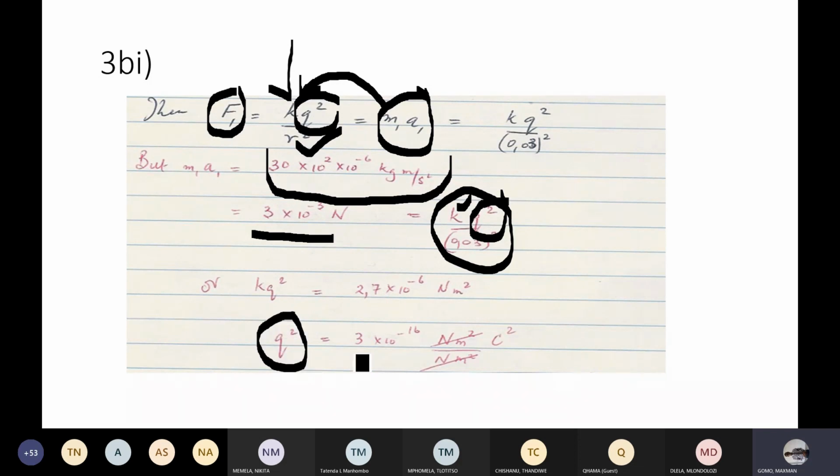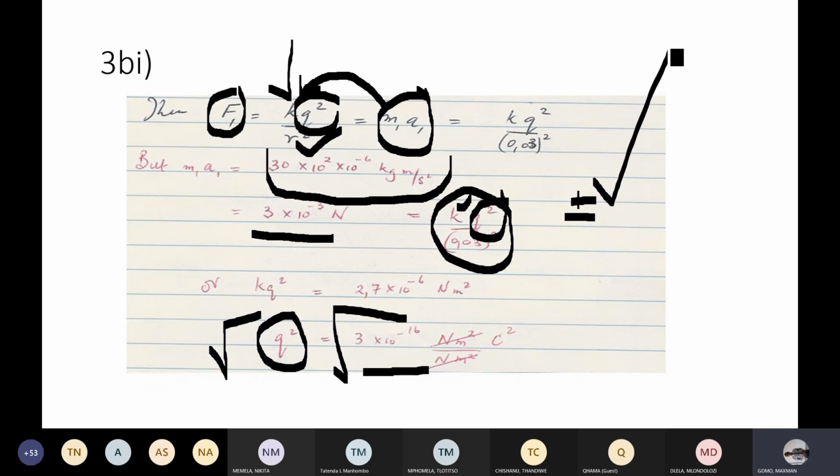So after making Q squared the subject of the formula, this is what you are going to get. But remember, we need the value of Q, which is a charge. So you need to put square root on both sides. Then you are going to get your answer, and your answer is going to be plus or minus. And then since the question told you that they are positively charged, you are going to take the positive one. Are we clear, guys?